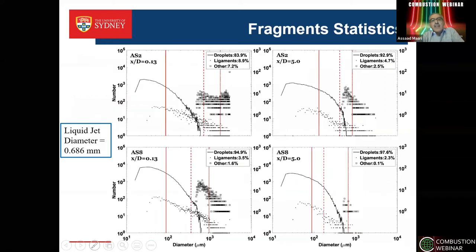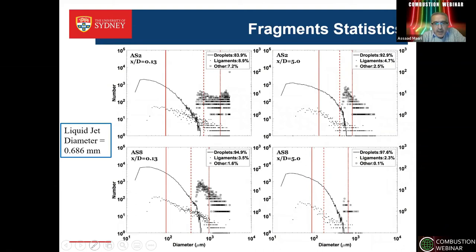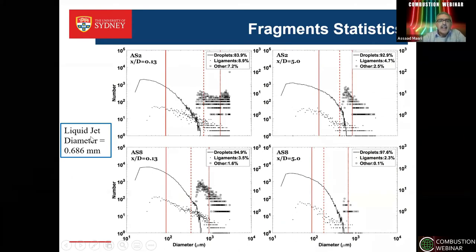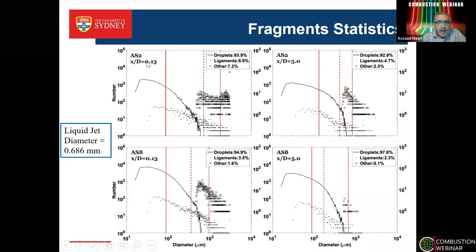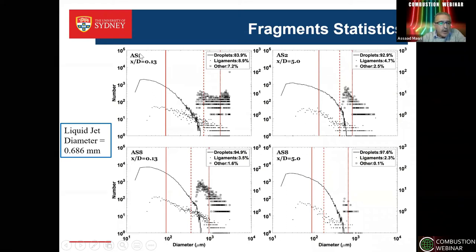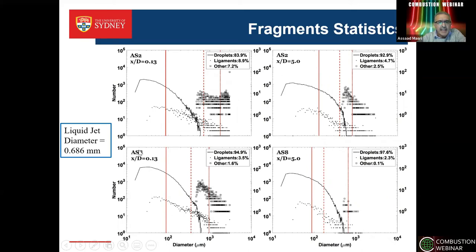So what we have done then is analyzed thousands of images that are collected in various atomizing sprays with different Weber numbers, different fluids, and so on, and at different axial locations from the jet. And then we have developed statistics for these shapes. And that's what this plot shows here, essentially a rate of occurrence, if you like, of those fragments for different axial locations within a jet. So AS2 has a Weber number of about 30, I think, or 40, and AS8, that's acetone with a higher Weber number. And this is an axial location of 0.13, and this is a downstream location of 5.